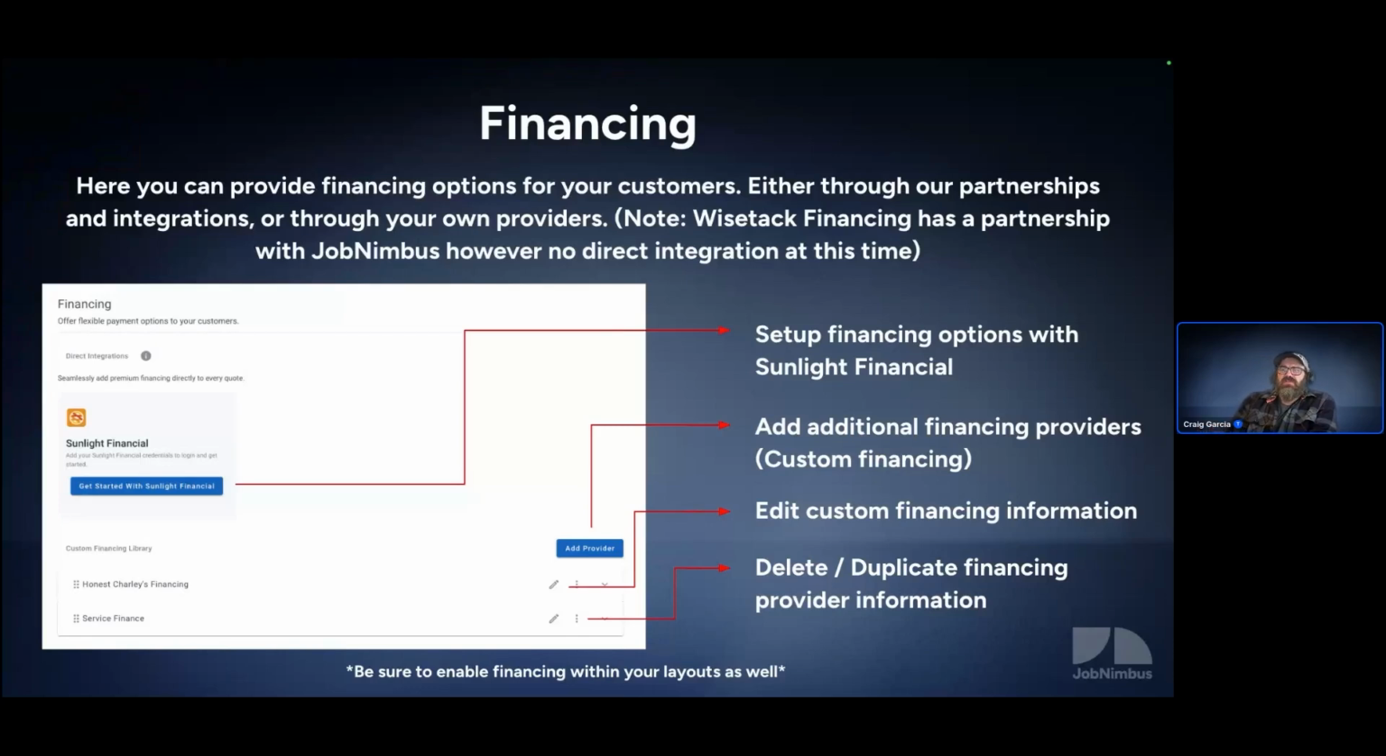But essentially, this is pretty straightforward. If we're bringing in your custom financing, we would click on Add Provider. And in the windows that follow, we're going to drop in your plan information. We can edit this at any given time by clicking on the edit icons, or we can always delete or duplicate the financing options by clicking on the 3 dots.